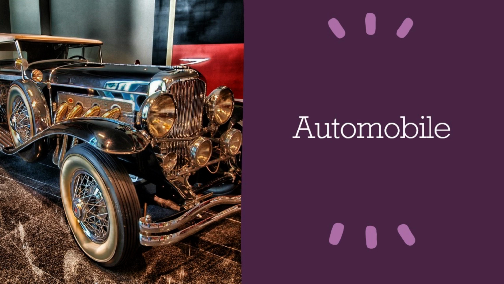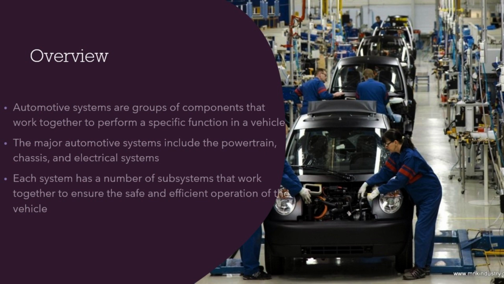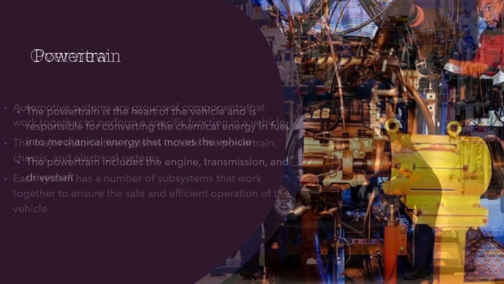Introduction to automotive systems and their functions. Overview. Automotive systems are groups of components that work together to perform a specific function in a vehicle. The major automotive systems include the powertrain, chassis, and electrical systems. Each system has a number of subsystems that work together to ensure the safe and efficient operation of the vehicle.